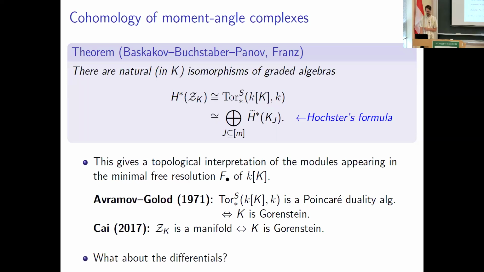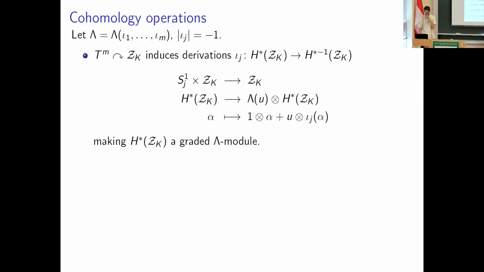But the natural question is, what about the rest of the resolution? Aside from the modules, which are completely determined by the cohomology of Z_K, the rest of the information of the Stanley-Reisner ring is encoded in these differentials. So can you interpret them in similar topological terms? And the answer is yes, if you remember that the moment-angle complex isn't just a space, but it's a space that comes with a torus action, the standard m-torus action. So to get at that information, we're going to bring in the group action.